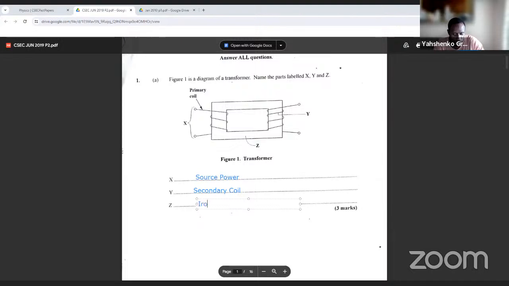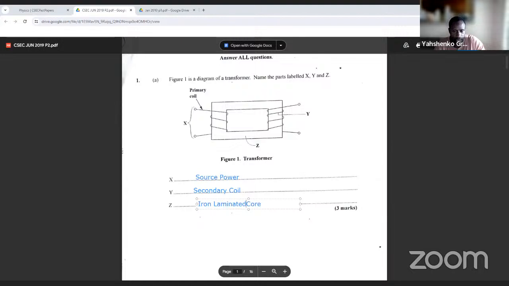Z is usually an iron core. Usually it's an iron core. So it's usually a core that allows the formation of magnetic field lines to be built up and collapse inside of it. All right, so iron core, and it's usually laminated. It's usually a laminated iron core.